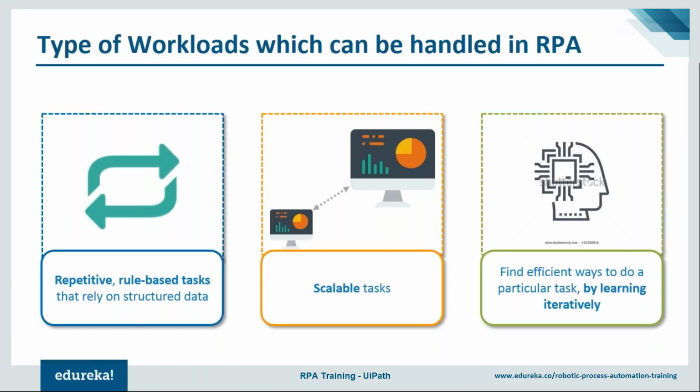The other kind of tasks which can be done are those wherein you learn by doing it iteratively. For example, as humans, when we do a particular task again and again, we learn to do it better. We learn to do it in a smarter way. That same thing can be done by RPA as well. So it can find efficient ways to do a particular task by learning iteratively. This is also a feature that you have in RPA, and these types of workloads can also be handled in the RPA tool.